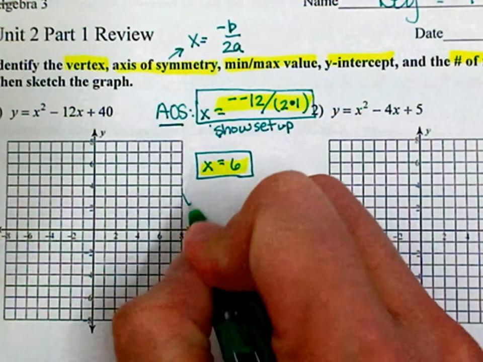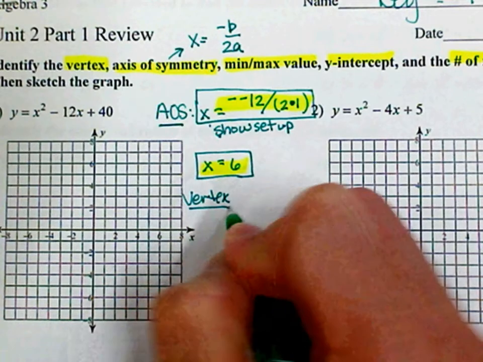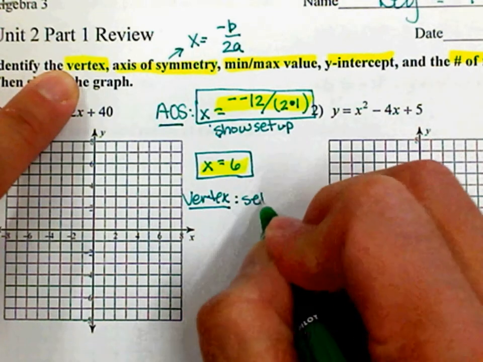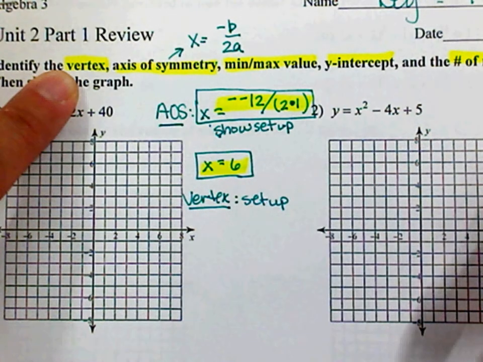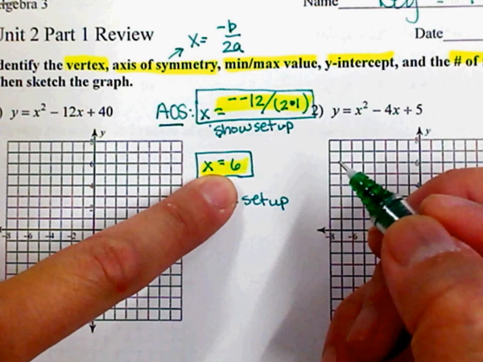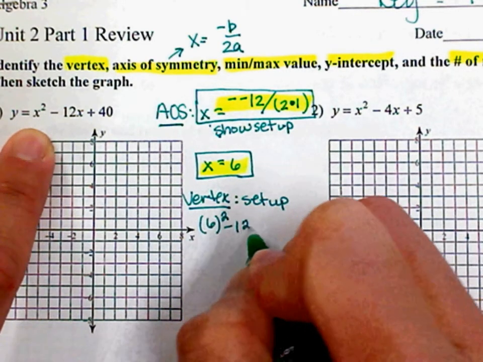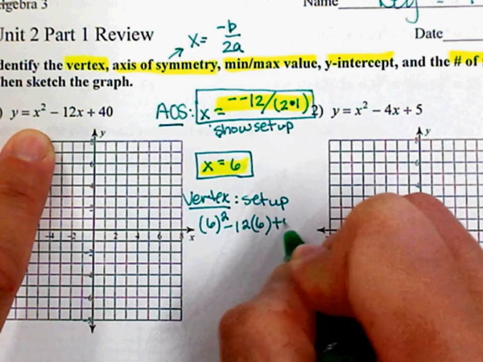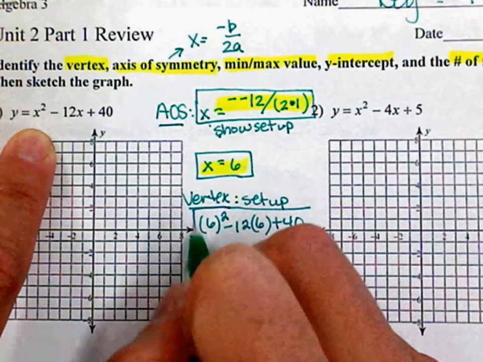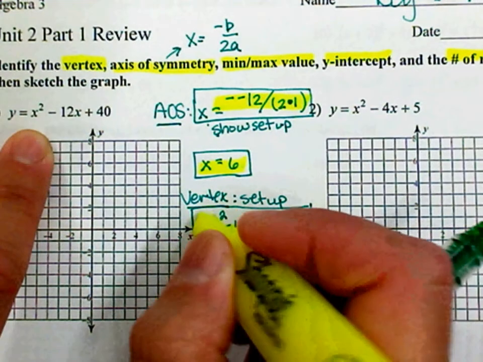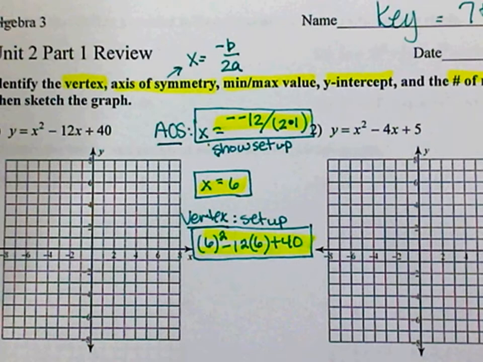Now, let's look for the vertex. To find the vertex, this is what you would do to show your setup, how you work the problem. See how x is 6? You're going to plug into that. So you're going to put 6 squared minus 12 times 6 plus 40. There is your setup for your vertex. Those are the only 2 things I'm going to ask for the setup. It's your axis of symmetry and your vertex, because everything else you can get on the calculator.